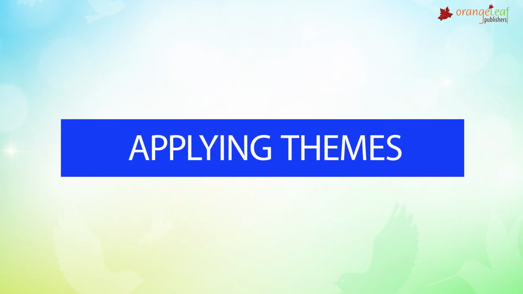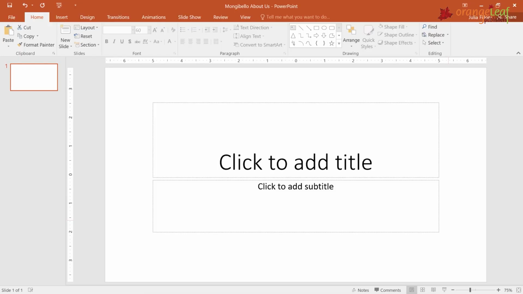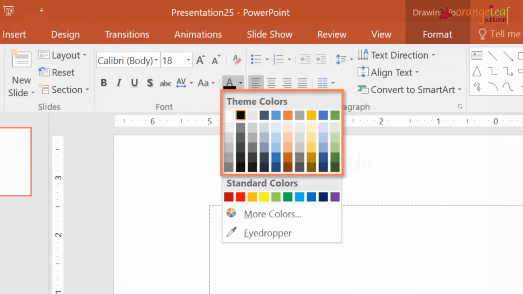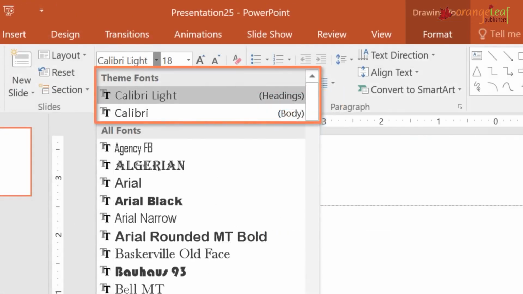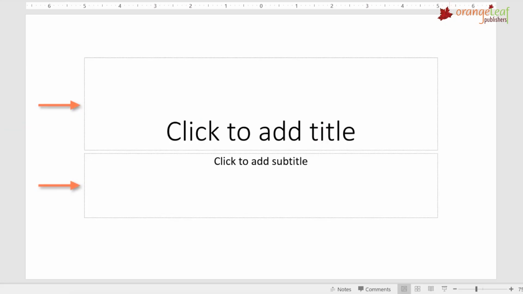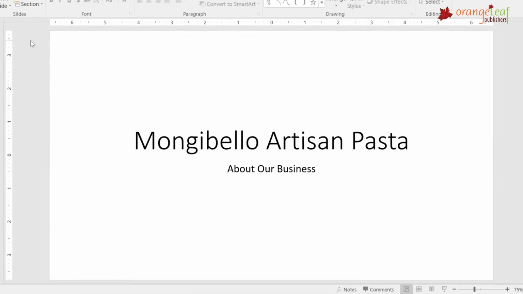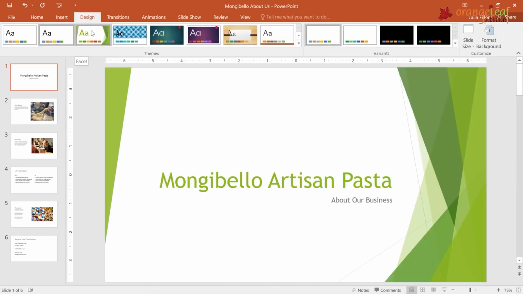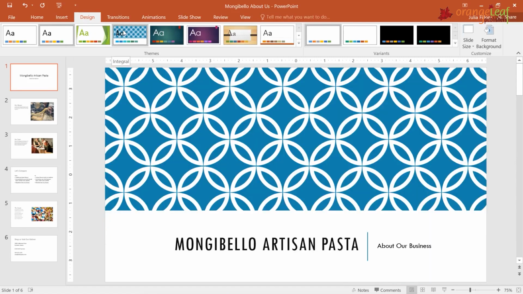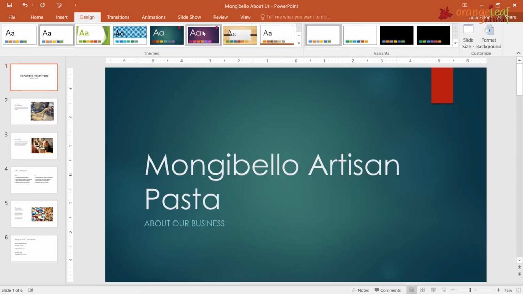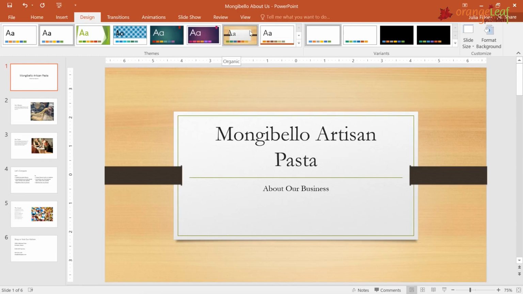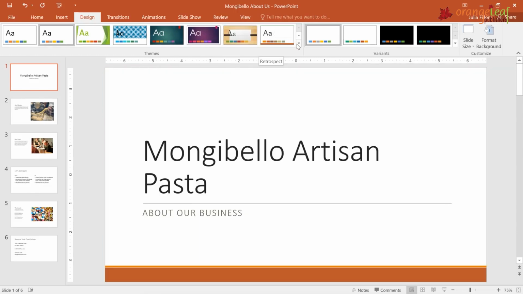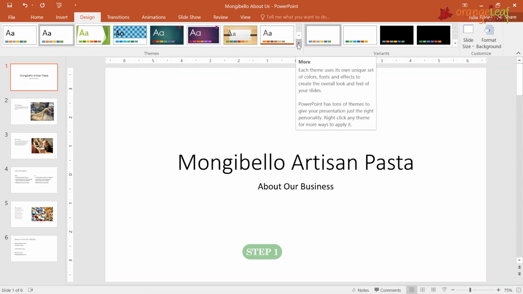Applying themes. A theme contains a background design, color scheme, font styles, font sizes, and placeholder positions. By using these themes, you can create professional-looking presentations without wasting much time on formatting. To apply a theme in your existing presentation, follow these steps.